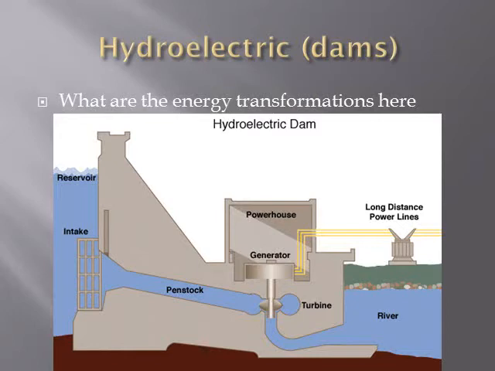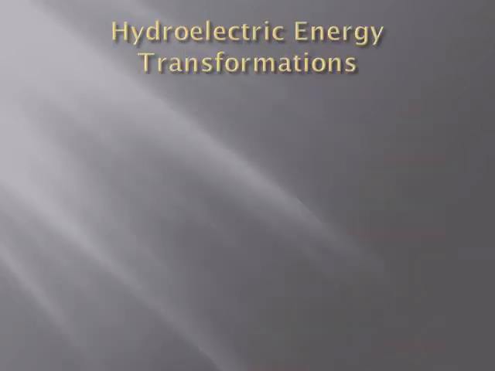Hydroelectric is involving dams, and what you do is you store up a bunch of water behind a dam and you let it through, and that water comes through, spins a turbine, which spins a generator, which produces electricity. So what are the energy transformations? You have water stored up high, right? And so this is gravitational energy, and as it comes down, it gains kinetic energy, which spins the turbine, which is kinetic energy in the turbine, which spins the generator, which creates electrical energy.